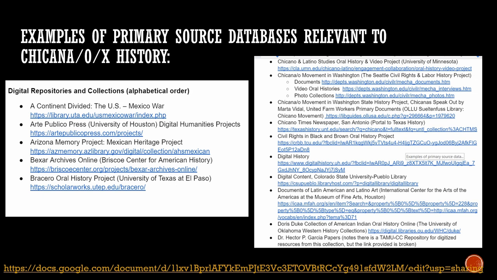But just to get you a sense of the types of digital documents that you can find out there, I know that many of these are relevant to Chicano, Chicanx history, and also Mexican history and Latinx history. Regardless of what your topic is, you might find something similar relevant to your field. So, for example, in some of the sources that you see listed, there are oral history repositories such as the Bracero Oral History Project at UTEP, listed on the left side.